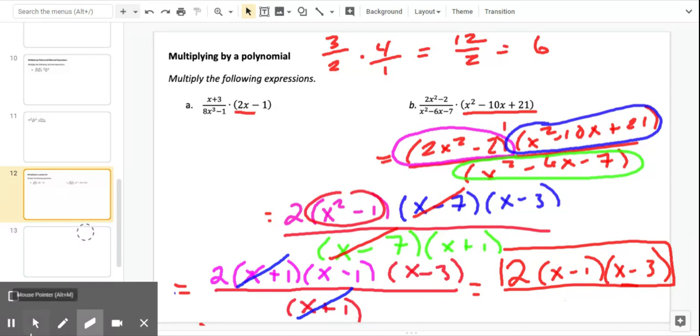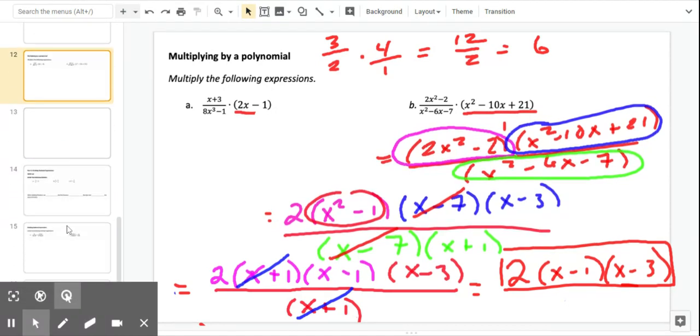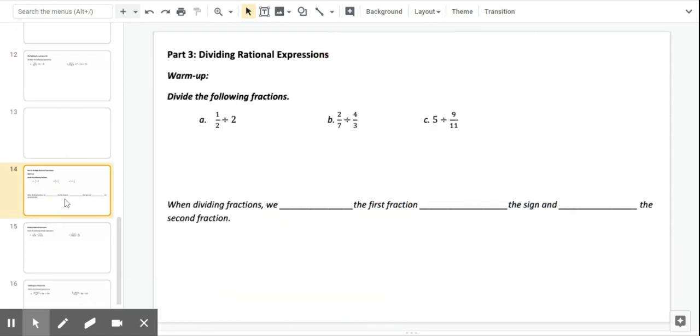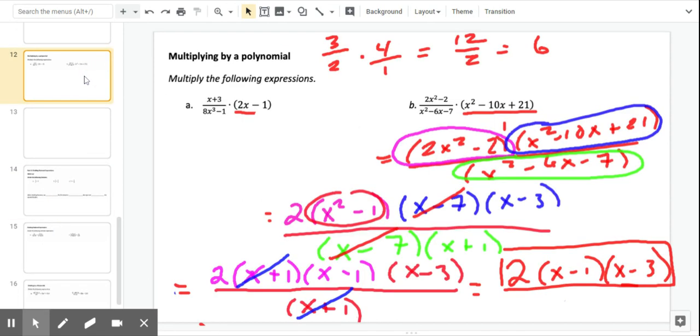And that is it for part 2 of this section. The good news for you for next time is that part 3 is extremely similar to part 2. So really take the time to make sure you understand what's going on here. And that's it for today.